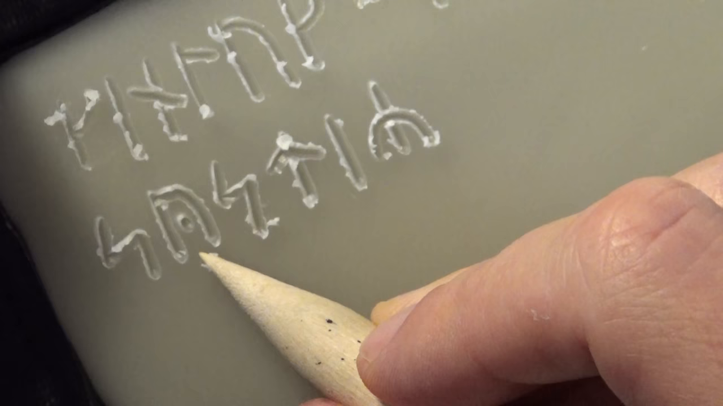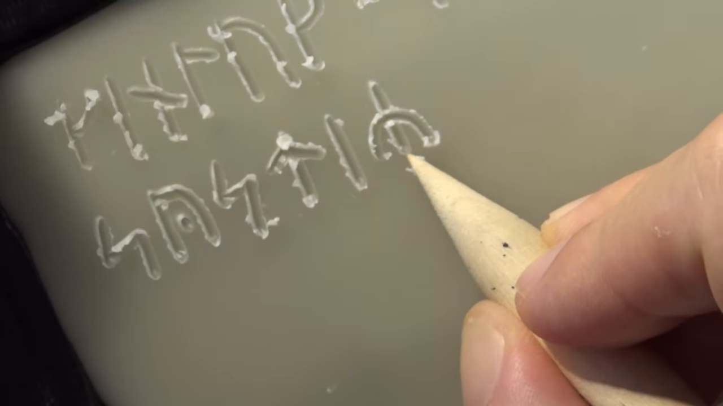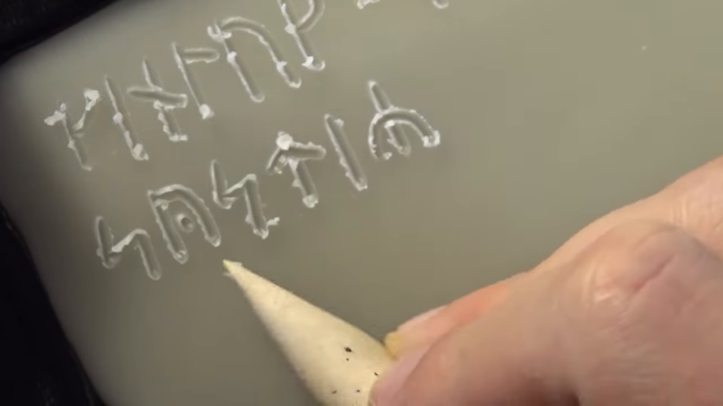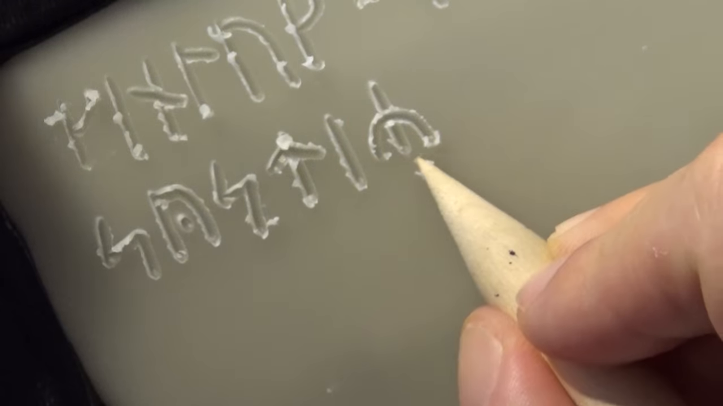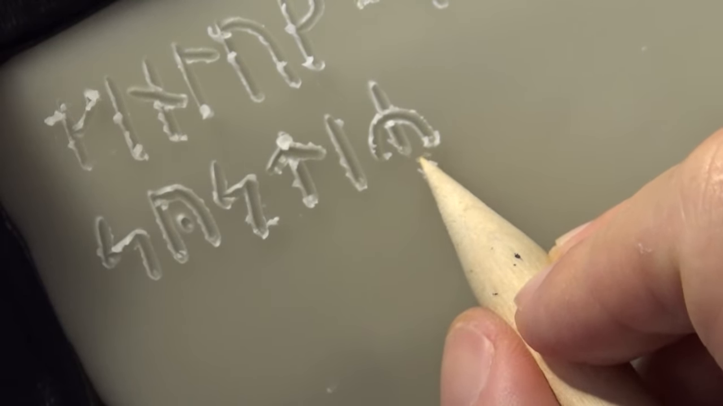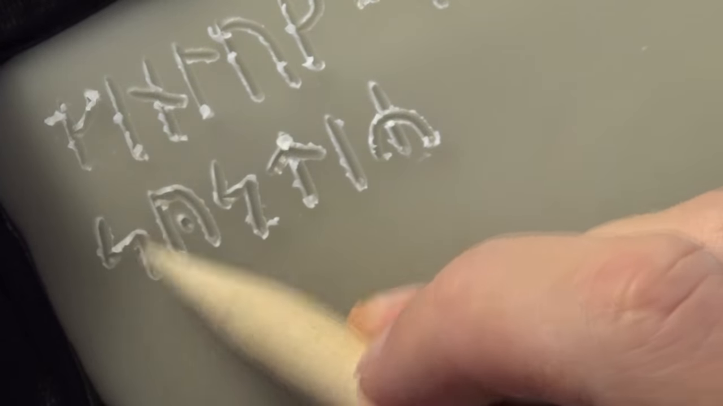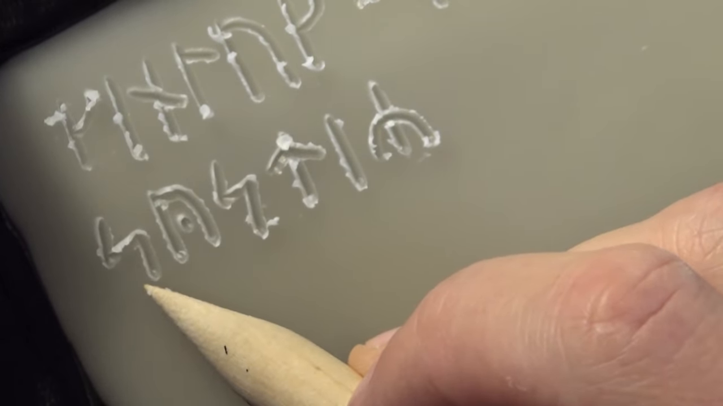Sorry, s e s t e r. Systir, and that's as you might guess, a sister in Swedish, modern Swedish, syster.